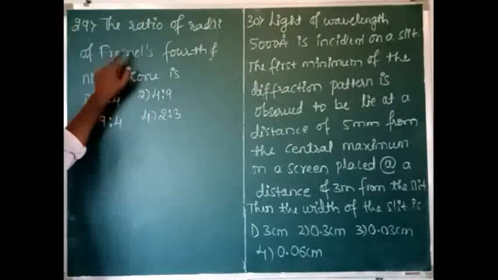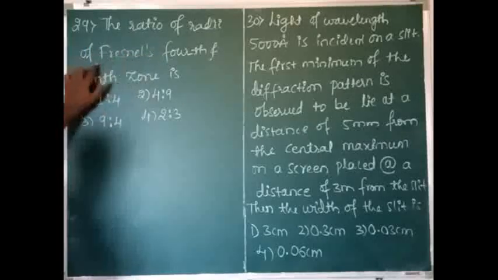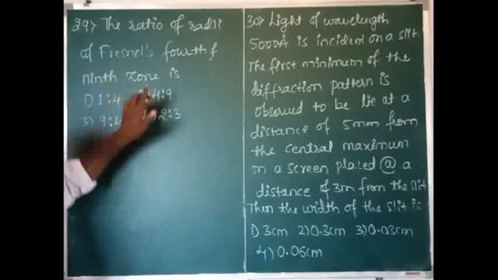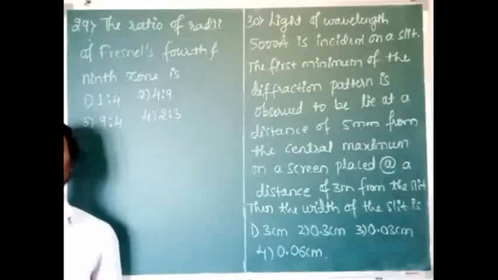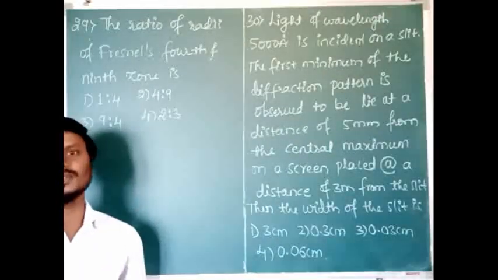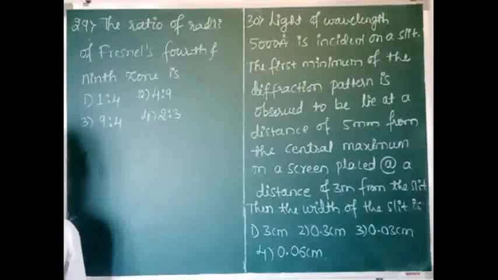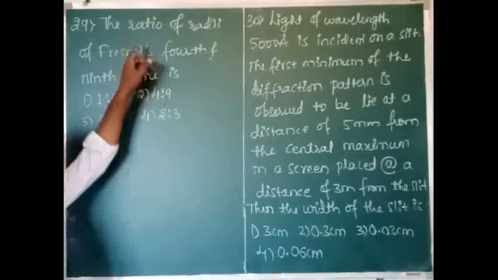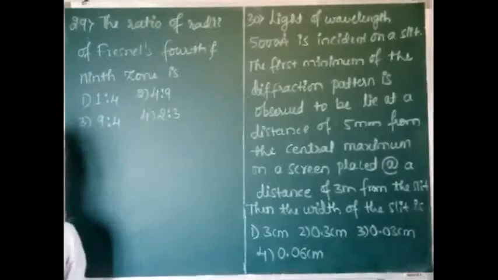Next, 29th question. The ratio of radii of Fresnel's 4th and 9th zone is. First of all, we have to know what we mean by zones here. Zones are nothing but the circular diffraction fringes. Then what do we have to find here? We have to find the ratio of their radii.